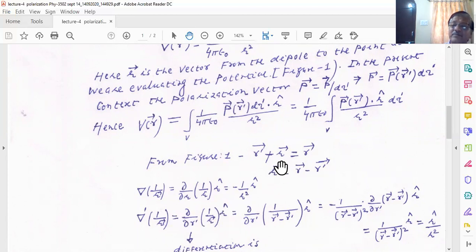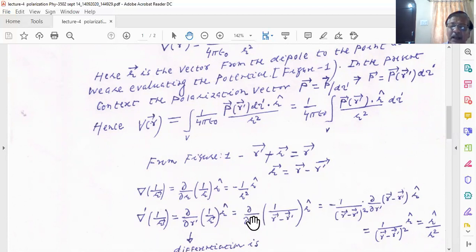the vector r which measures the distance between the source point and field point is given by vector r minus r prime, which I have discussed. So I write down this 1 upon r is equal to 1 upon vector r minus r prime, right? So you differentiate this. The differentiation is minus 1 upon r minus r prime squared and del by del r of r minus r prime. This is known to you. I am differentiating this, right?